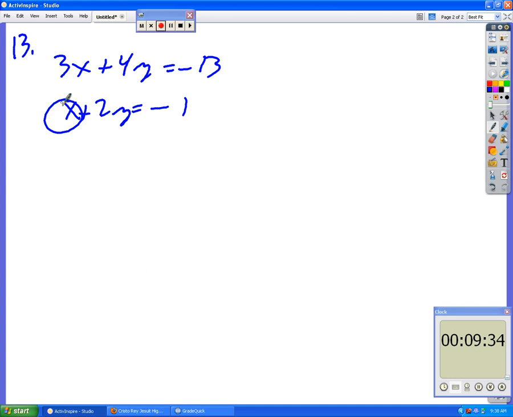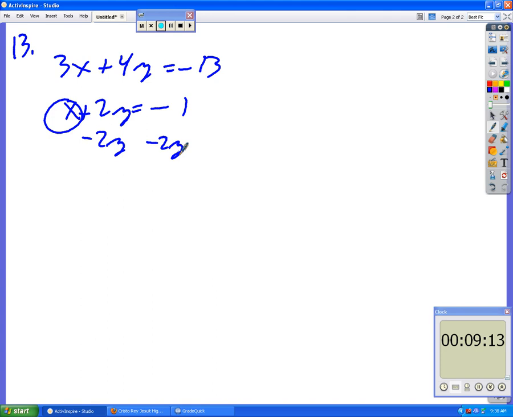So what do I have to get rid of? What do I have to do to get this x by itself? Subtract 2y. I have to get rid of the 2y, right? What's in there besides x? The 2y. I have to get rid of it. How do I get rid of 2y? Minus 2y, minus 2y.